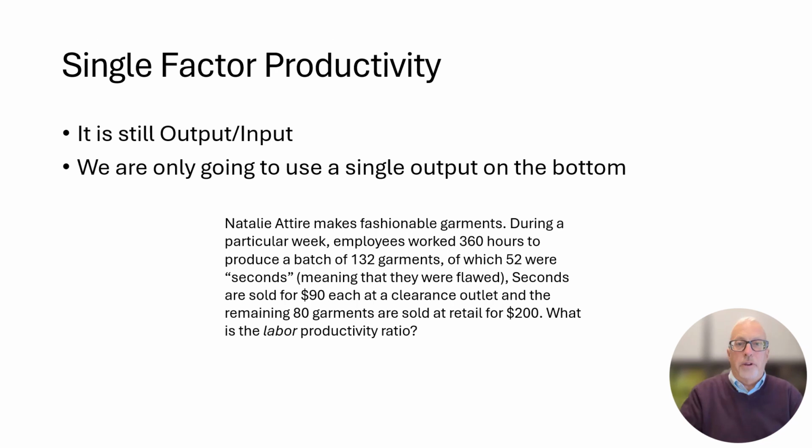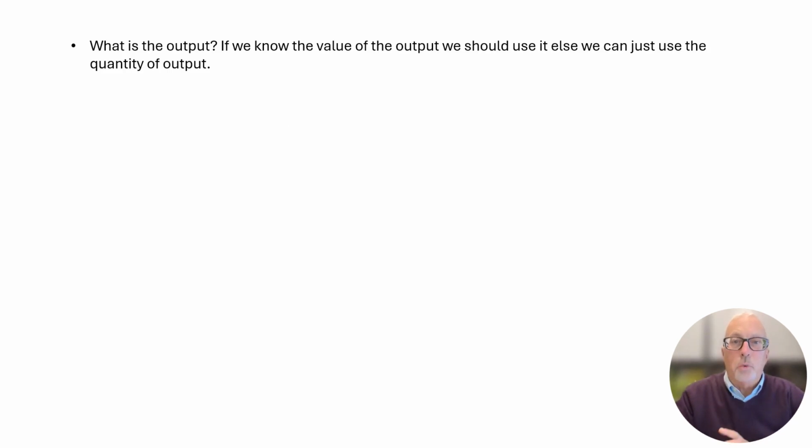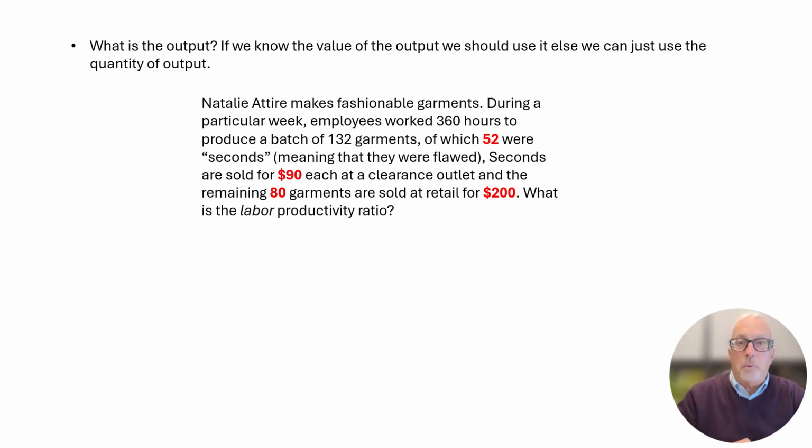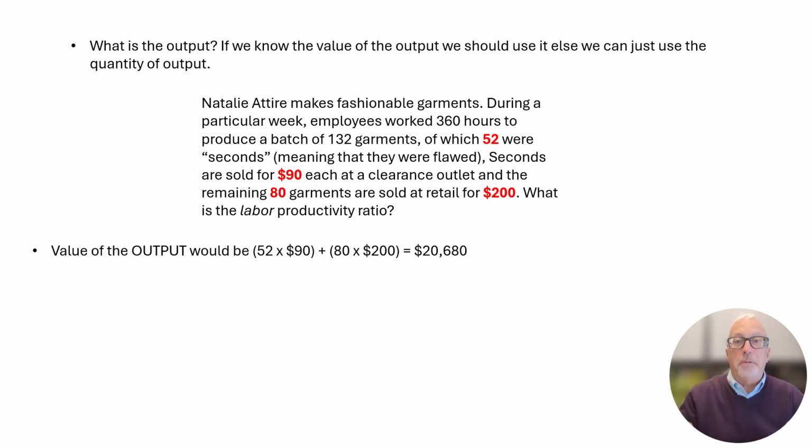And let me just break it out for you here. We'll just do the math together. So what is the output? We know the value of the output, so we're going to use the dollars. And we see it's 52 that are seconds, so it's 52 times $90. And then 80 are going to be top quality, so they're going to be $200. So we're going to do the math on both of those pieces and add them together, and that'll be the top of our equation, output over input, $20,680.